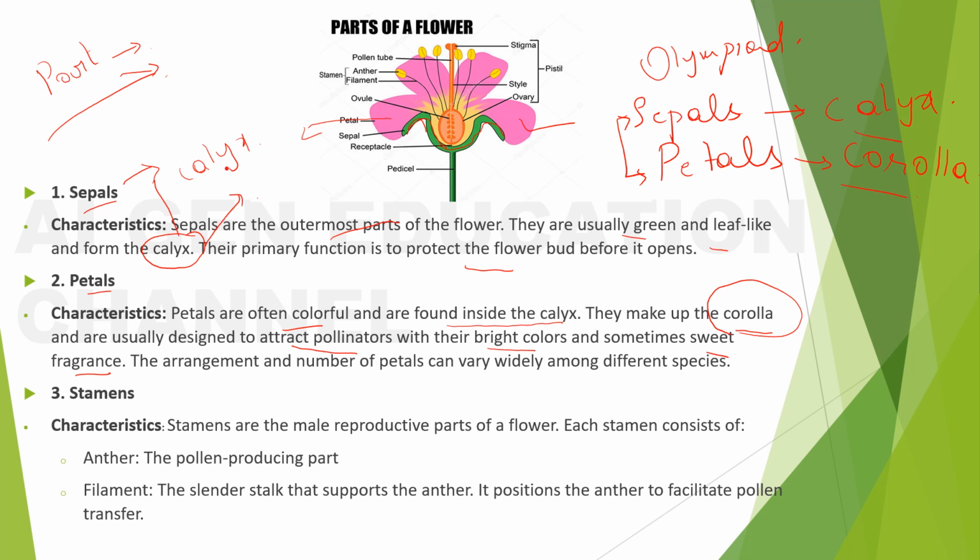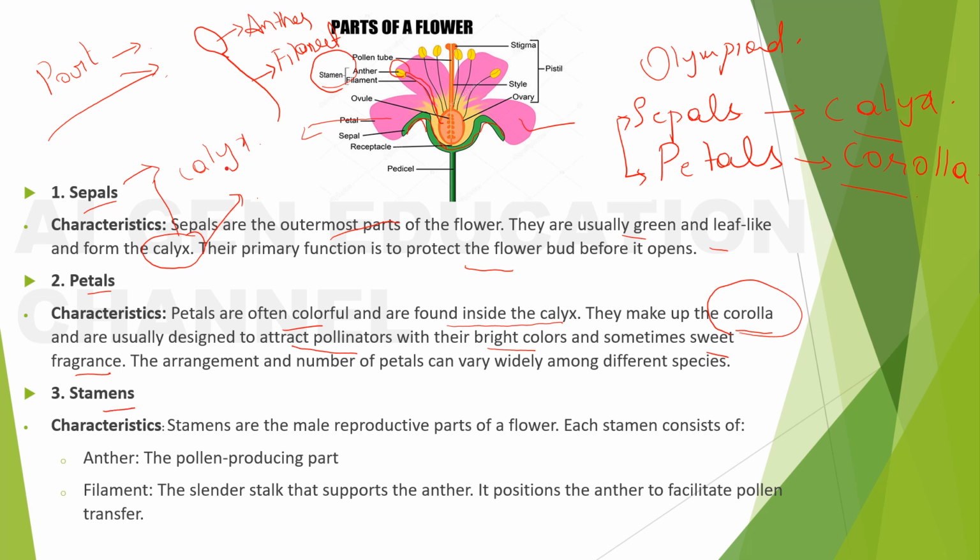Okay, and about the stamens. Where are the stamens? First just check the stamen. This is the stamen, right? Stamen is the collective term used for anther and filament. I'll put it here, see. This is the anther and this is the filament. Okay. They are collectively called stamens.